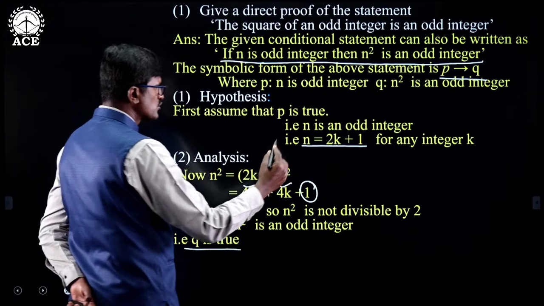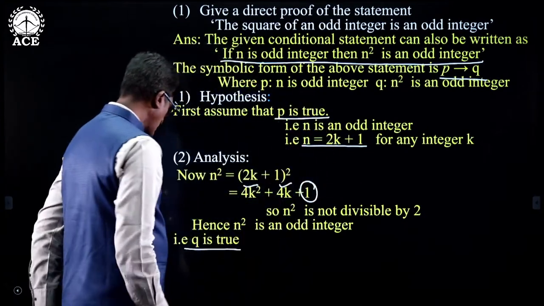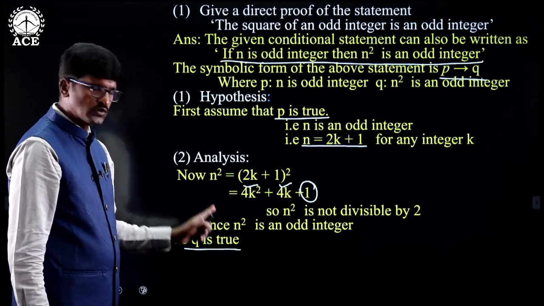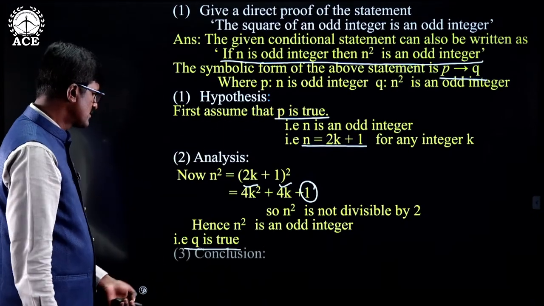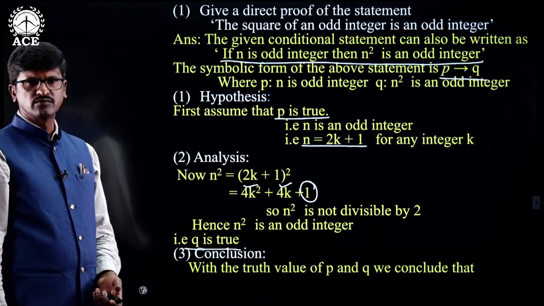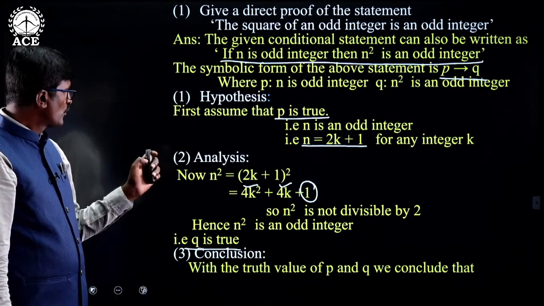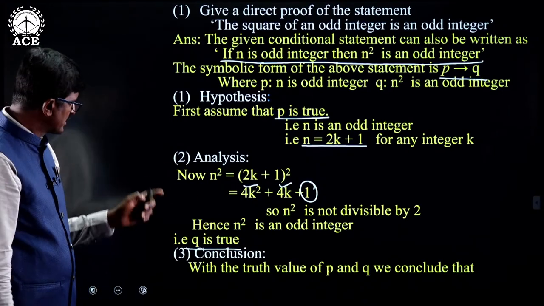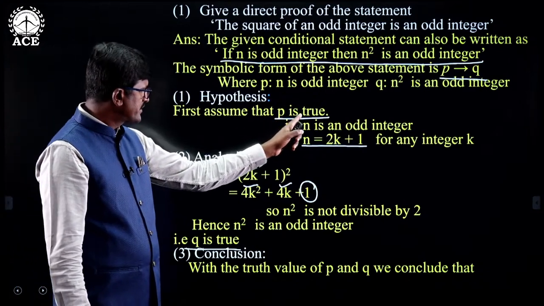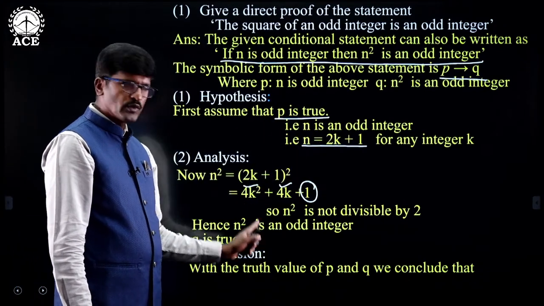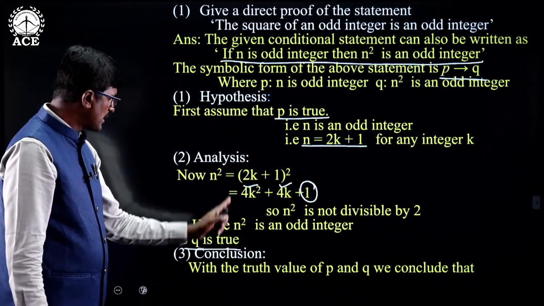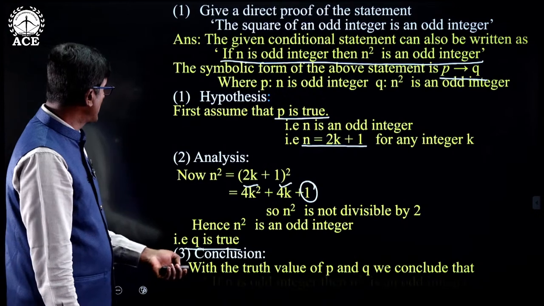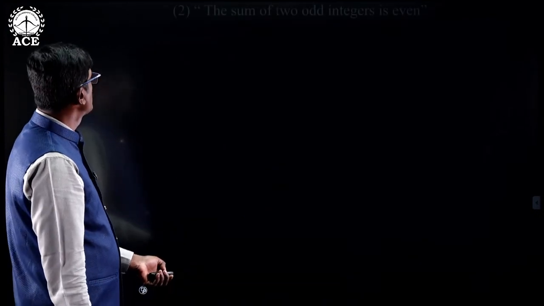So, we assumed P is true and we have proved Q is true. If P is true and Q is true, then P conditional Q is true. This is how we prove the given conditional statement with the help of direct proof. It's very simple. First, we assume P is true. With the data, we prove that Q is also true. With both of them, we conclude that P conditional Q is true. This is about the direct method.